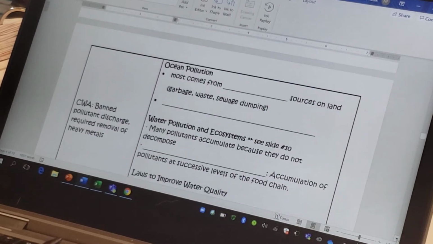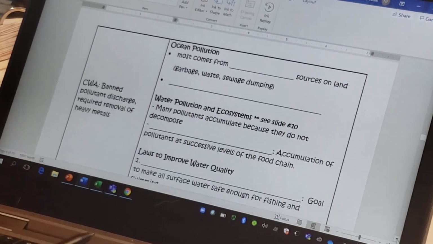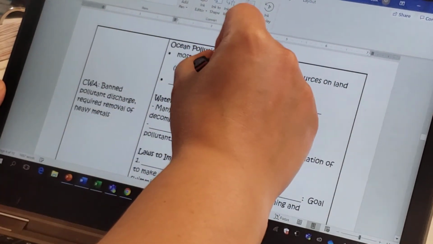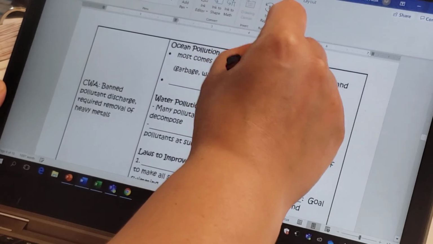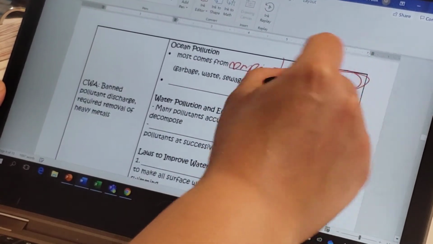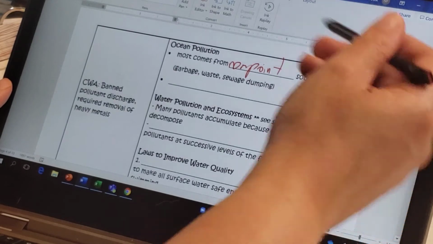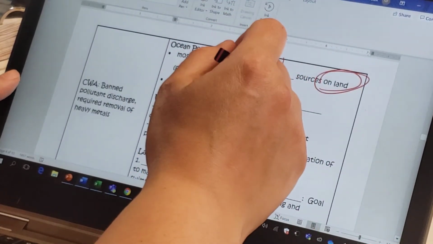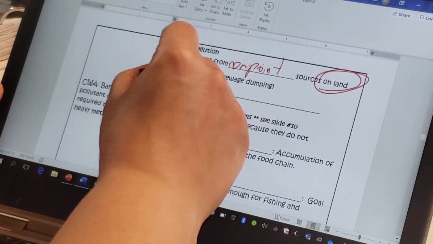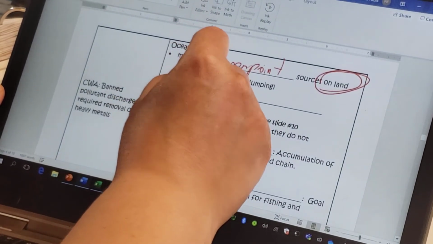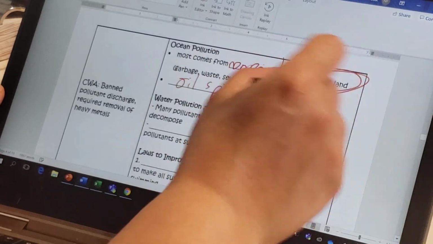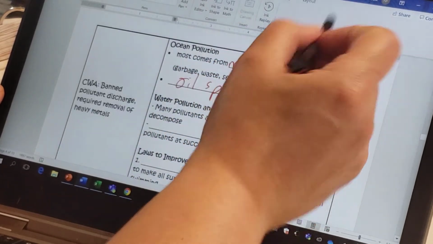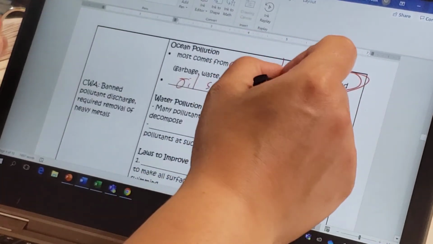Ocean pollution, most of it comes from non-point sources on land, right? We know this. Most of the pollution found in the ocean comes from land. Pretty messed up. Garbage, waste, sewage dumping. All right. Oil spills. That's next, yes. The number 1 cause of pollution in the ocean is from land activities.